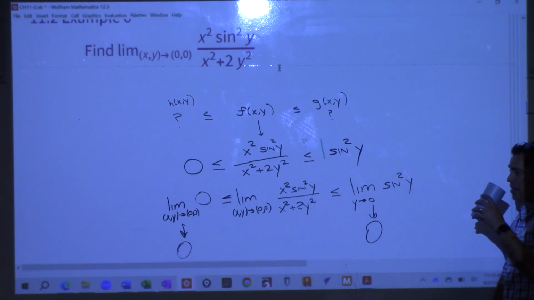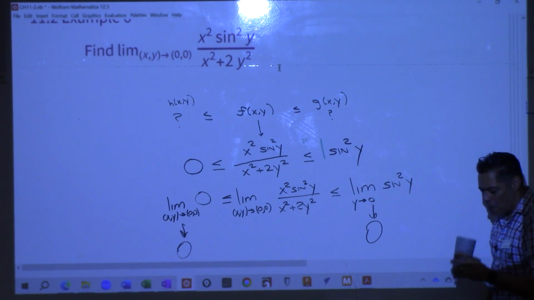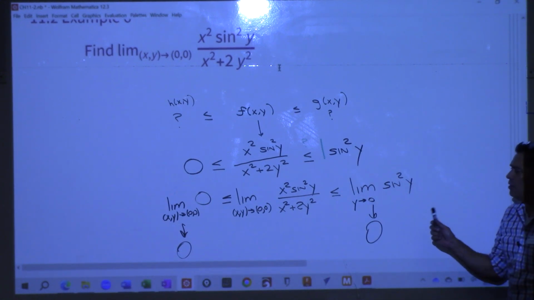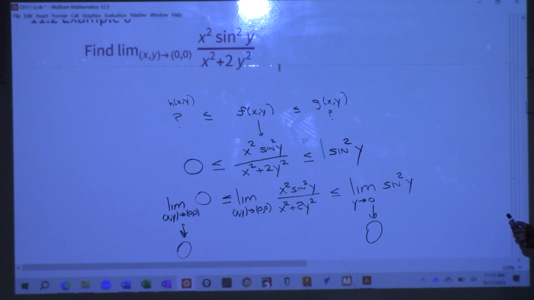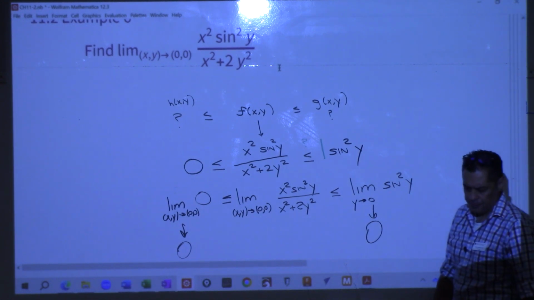See, you don't have to check every path. I think there's one or two of these in the homework. See how they go. They're tricky.